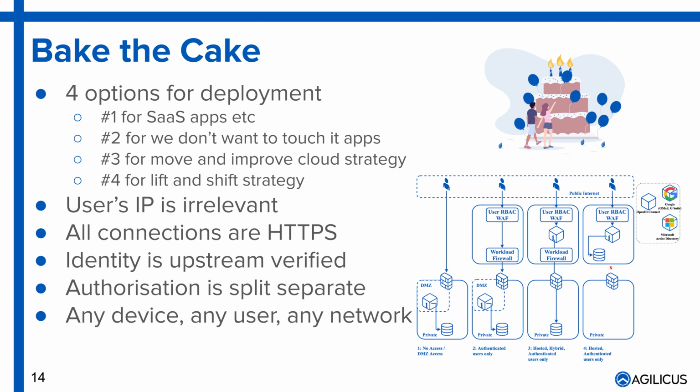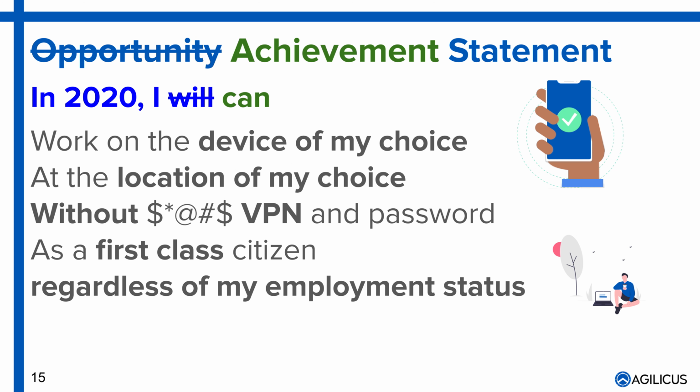Back to our original objective. So back to my original statement. I'm going to scratch out the word opportunity and replace it with achievement. And instead of saying I will, I say I can. In 2020, I can work on the device of my choice, at the location of my choice, without the VPN and password, as a first-class citizen, regardless of my employment status. That is the objective. With what I've just shown you, we have achieved the objective.